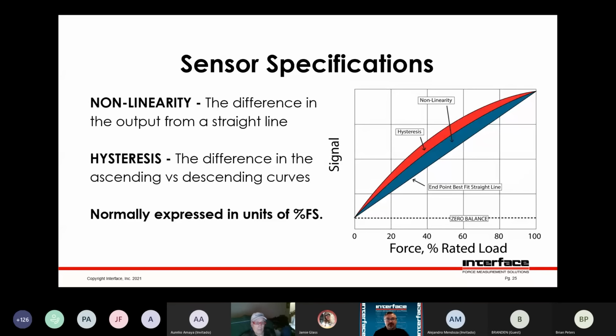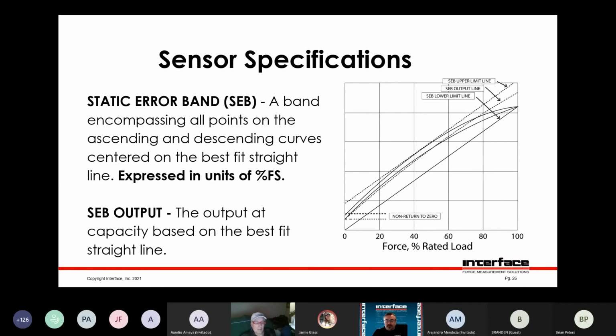Their percentage of full scale, so special calibrations can improve and reduce the errors due to these specifications. We also have static error band, which basically takes into effect nonlinearity and hysteresis and non-return to zero. And if you fit a best fit straight line through the data and fit a band above and below that line, encompassing all of the data, that's your static error band. And then the static error band output is the output at capacity on that straight line. And so a lot of our load cells, we publish a static error band on the calibration certificate and a static error band output. And we would suggest that you use that when scaling the instrumentation.